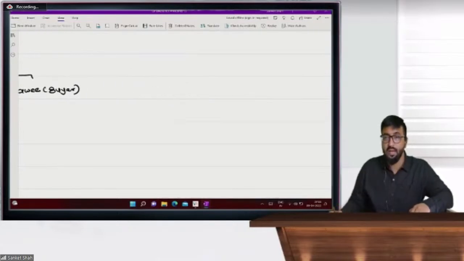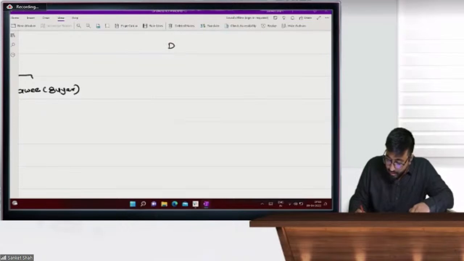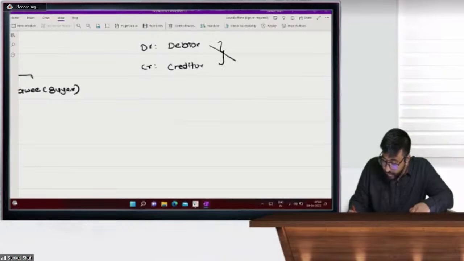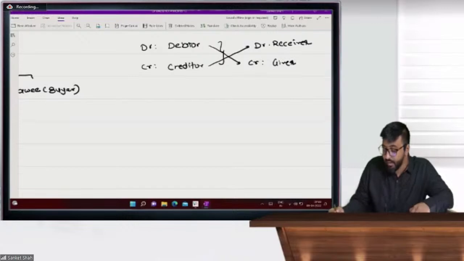So, any relationship, as you are aware, debtor, creditor. This rule is very important over here. Debtor becomes giver, creditor becomes receiver. So please apply basic rules of accounts. Creditor becomes receiver, debtor becomes giver. Okay.